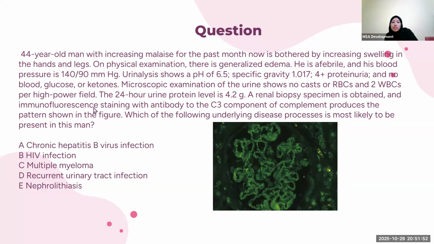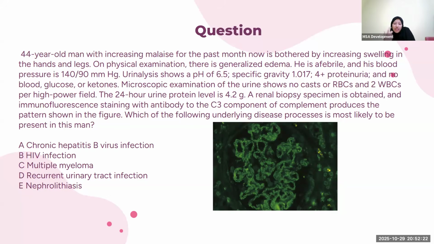Renal biopsy shows immunofluorescence staining to C3 component complement in a granular pattern. Which of the following underlying disease process is most likely present in this man? So this makes you think of nephrotic syndrome, right? Nephrotic syndrome. One of the most common with deposits in nephrotic syndrome is membranous nephropathy.